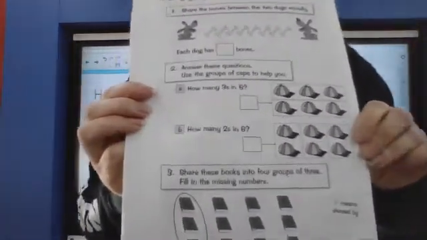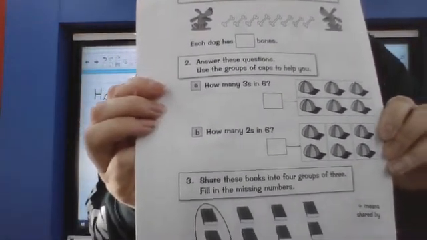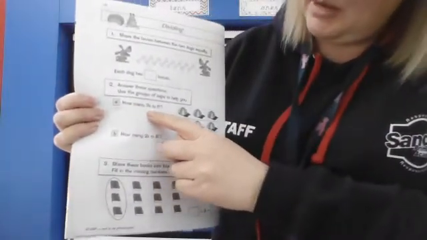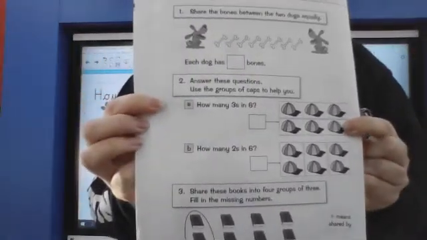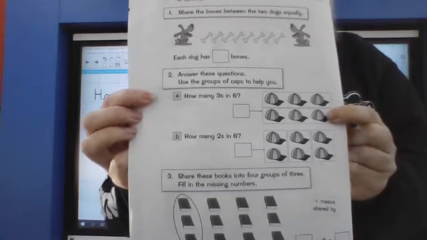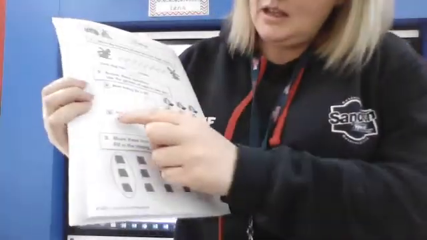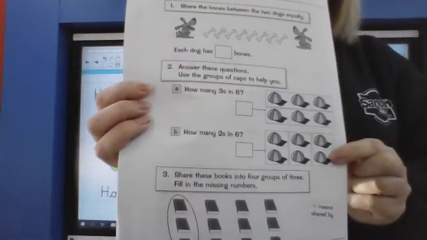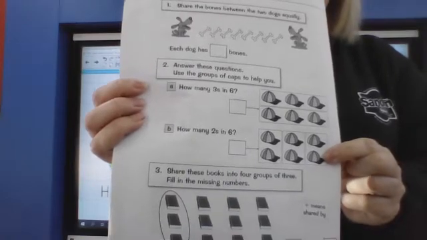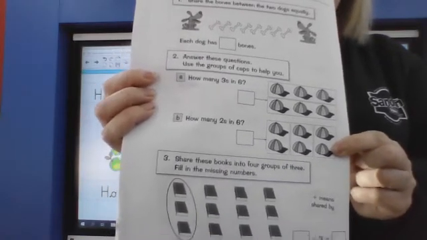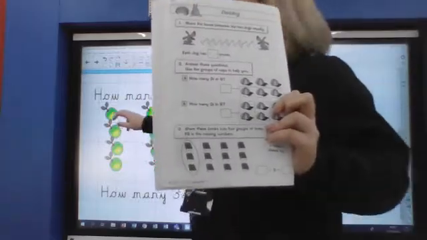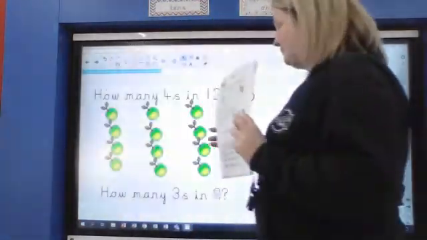So in your book here, just the same on question 2 is what Mrs. O'Keefe has done. You're looking at how many 3s are in 6, and they've been drawn for you. So we just need to count them. And here, how many 2s are in 6? So the same as what we've just done on the board, you would just need to count them.